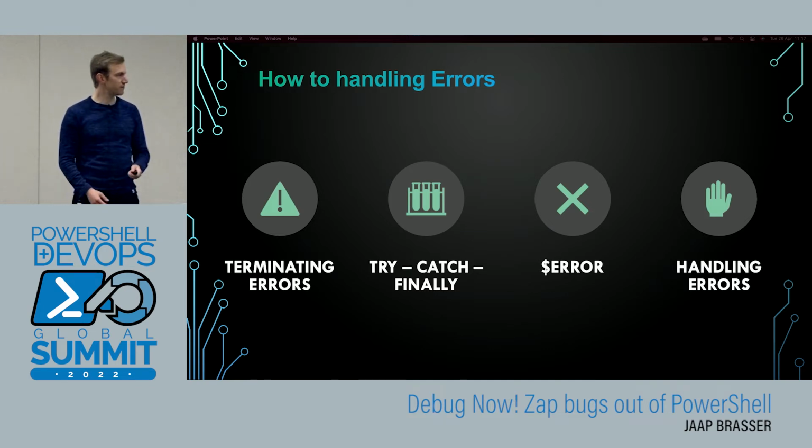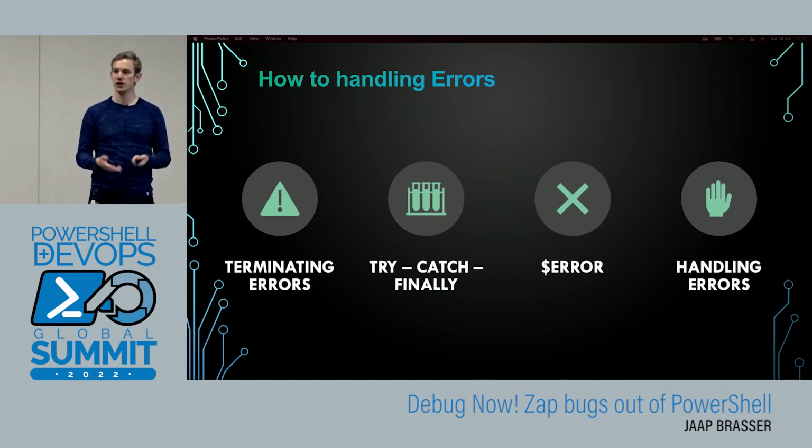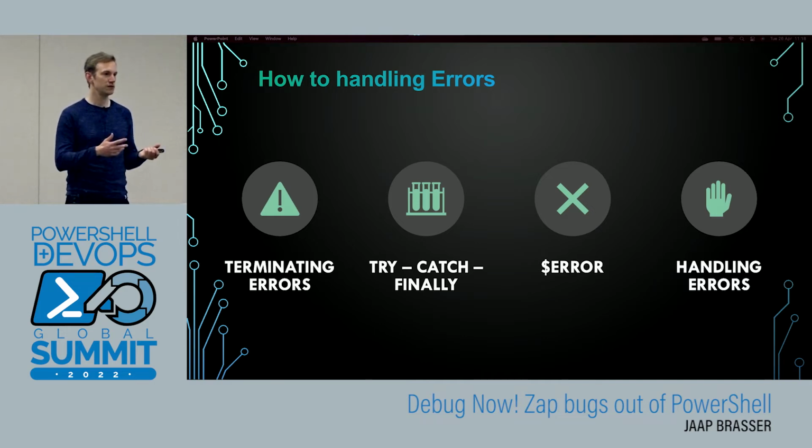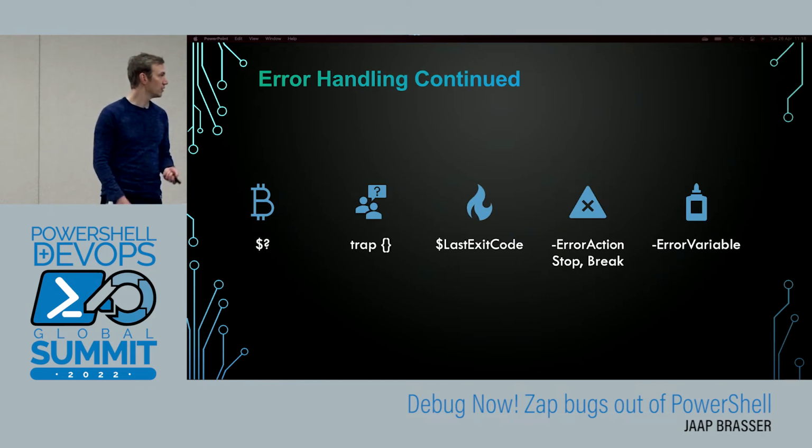Then we have try catch finally. Most of the time I just work with try and catch. So in try you put any code that you expect to fail, and the catch block gets executed when something fails. We have the default $Error variable, so all errors will get recorded there, unless you are running a cmdlet and you specify a different error variable, then your errors will be stored in that one. And then we have different ways of handling errors.